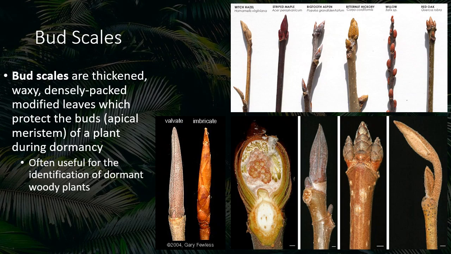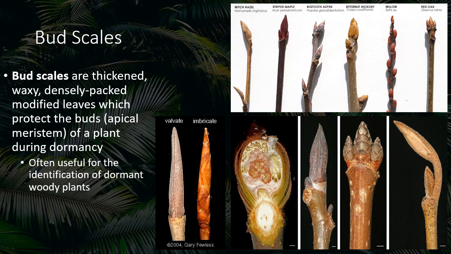One thing that's really interesting about these bud scales is that they can be arranged in different ways. They can be valvate, meaning that you've got basically two main bud scales that will split open when it's mature, or they can be imbricate, meaning they're an interlocking series of these modified bud scale leaves that help protect the bud. And sometimes entire inflorescences or floral structures are pre-formed within these bud scales, ready to bloom in the spring.